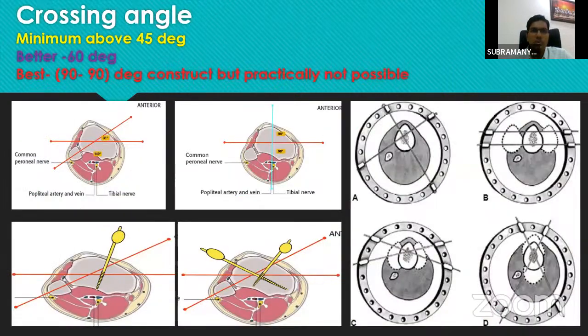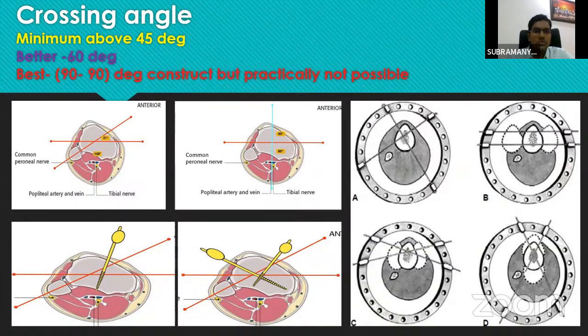So what is the crossing angle of the wires? This is very important. On the right side image, you can see the black and white image. The ideal angle will be 90 degrees between the wires, so that the bone is very stable. In the B image, you can see 2 parallel wires which are passed. Still there is some motion which can happen in the mediolateral plane. If the crossing angle of the wire is less than 30 degrees, as you can see in the images C and D, still there is some micro motion happening. So the ideal crossing angle will be a minimum of 45 to 60 degrees.